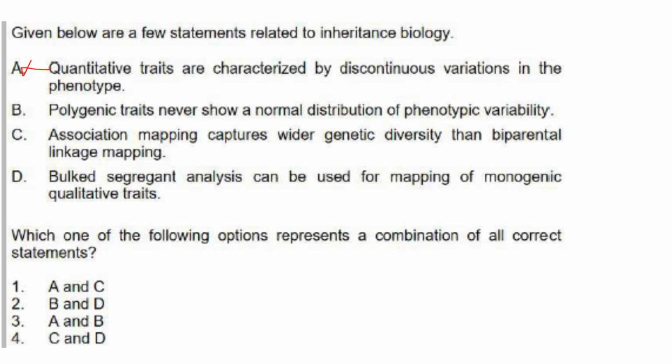Polygenic traits never show normal distribution of phenotypic variability. They show normal distribution. So B is also incorrect. So what is left out? C and D. C and D is there in the option. So 4 is the answer. Wherever A and B come, they are wrong.